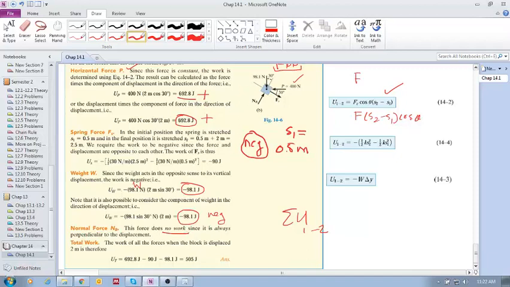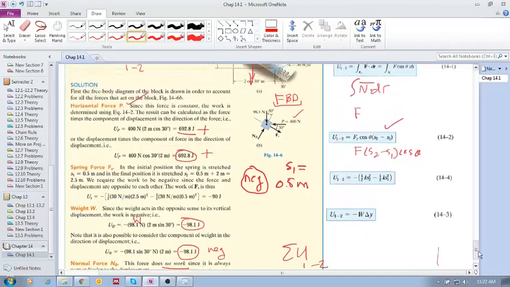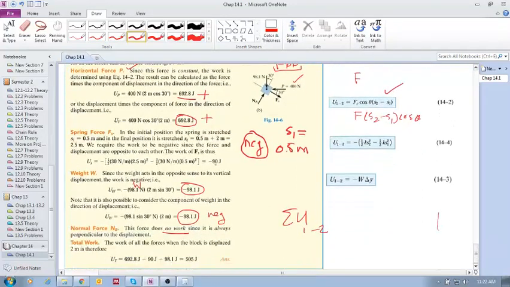So what we do now is add up all the work due to all these forces. 692 minus 98, what am I missing? The first one. Oh, I'm missing this. Minus 90. 692.8 minus 90 minus 98. So that is the total work done by all the forces.